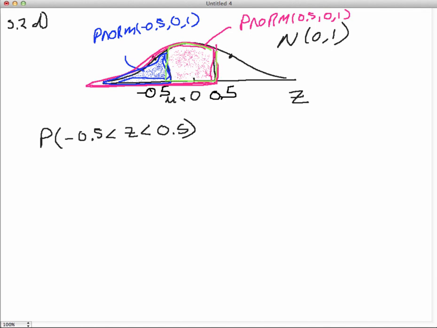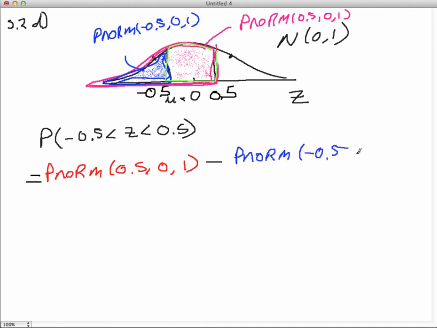All right, so how do I actually do that calculation? Well, you say, that's going to be the big chunk, which is, let me stay color coded here, pnorm of 0.5, 0, 1. And then I'm going to subtract from that the blue area. So I'll subtract from that pnorm of negative 0.5, 0, 1. Hopefully that makes sense to you what I'm doing there. I'm taking the whole thing and subtracting off the little piece to get what's left in the middle.